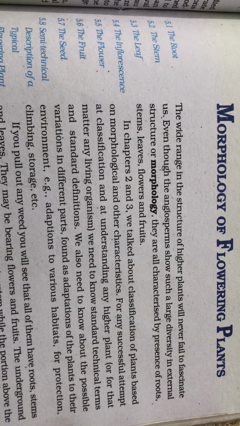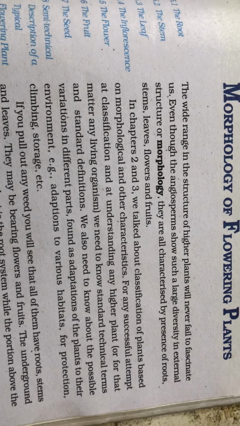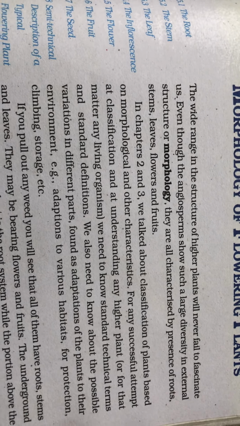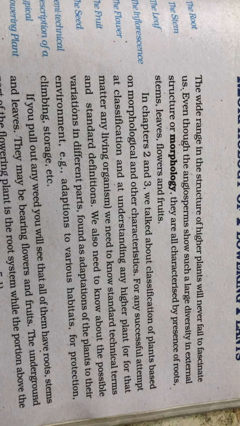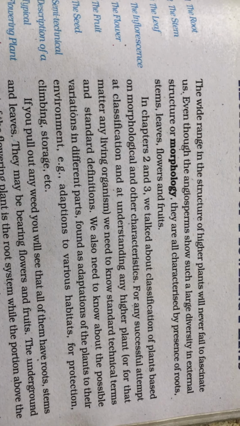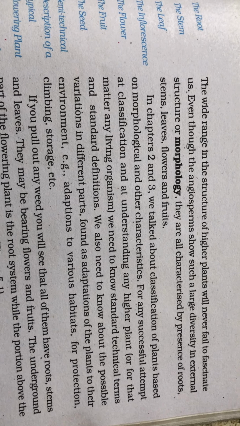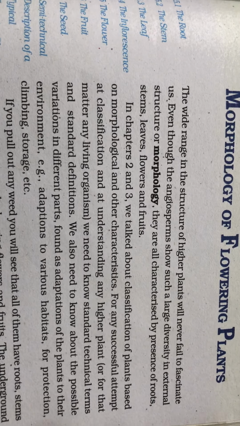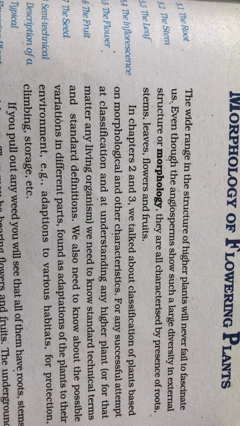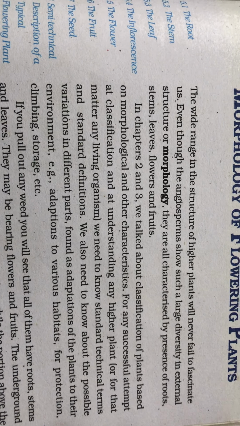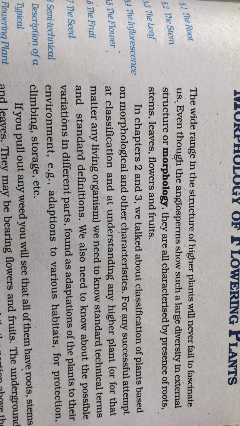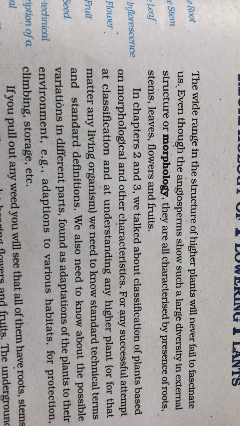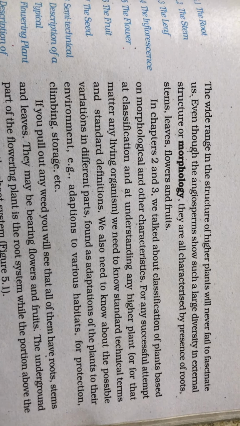In chapters number 2 and 3, we have talked about classification of plants based on morphological and other characteristics. For any successful attempt at classification and at understanding any higher plants, for that matter any living organism, we need to know the standard technique, standard terms and standard definitions. We also need to know about the possible variation in the different parts found as adaptation of plants to their environment, adaptation to various habitats for protection, climbing, storage, etc.